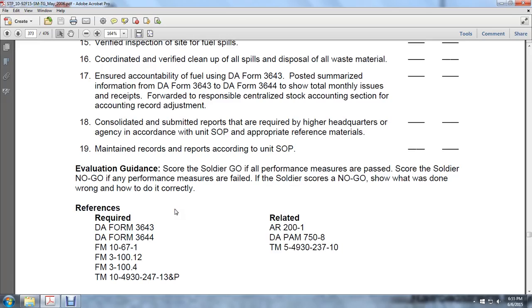The score is a go if it's passed, a no-go if it's failed. If it's a no-go, then it was done wrong. How to do it correctly.